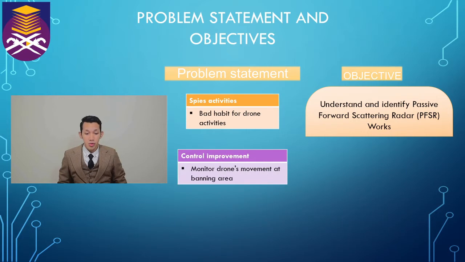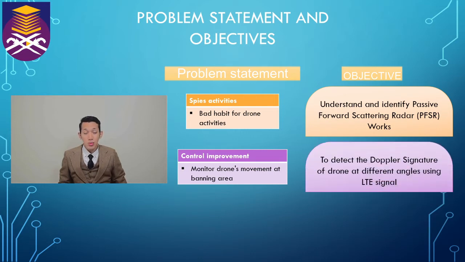My second problem is control improvement: monitoring drone movement at banning areas. As we know, the Malaysian government has certain banning areas, such as Putrajaya. So my second objective is to detect the Doppler signature of the drone at different angles using LTE signal.